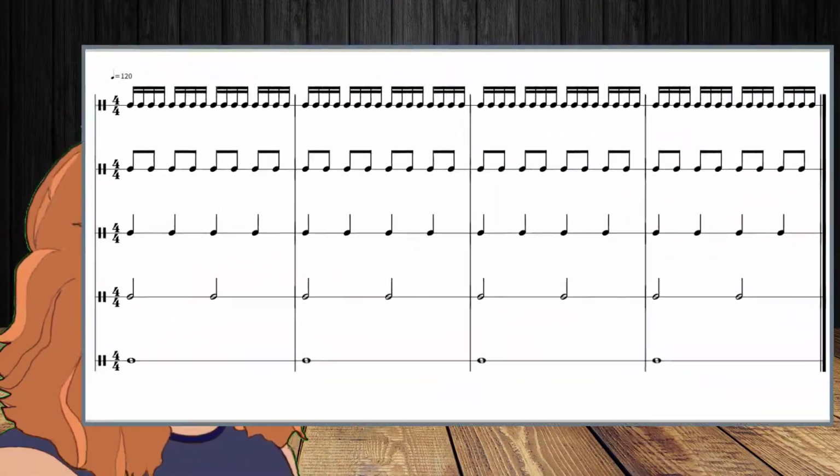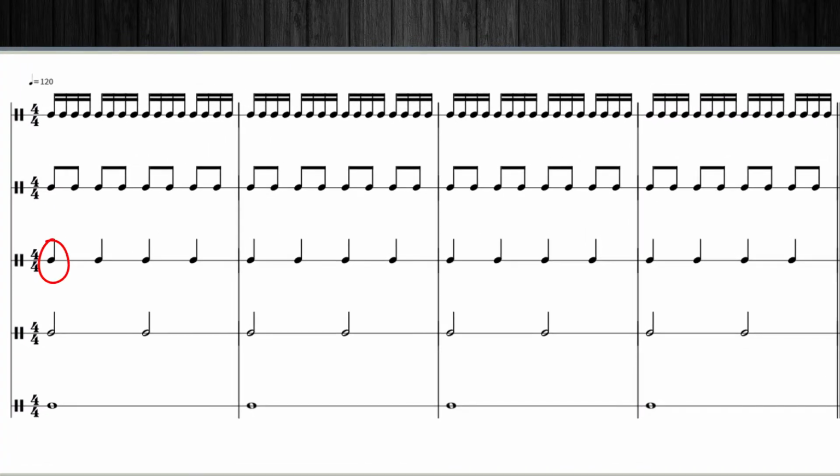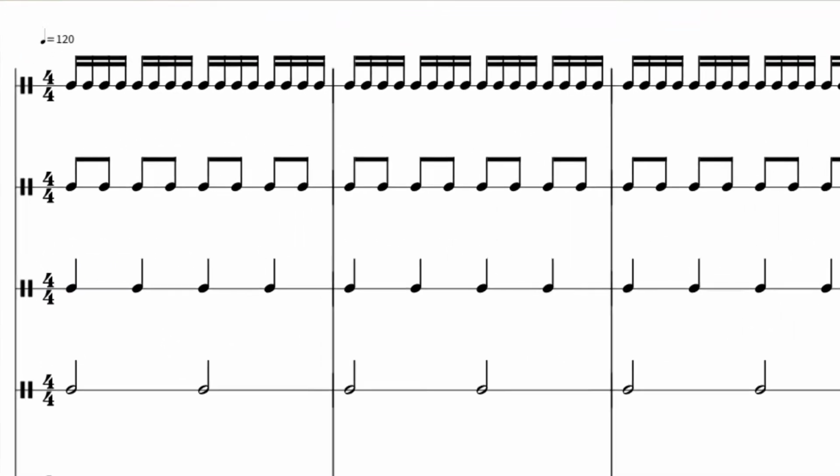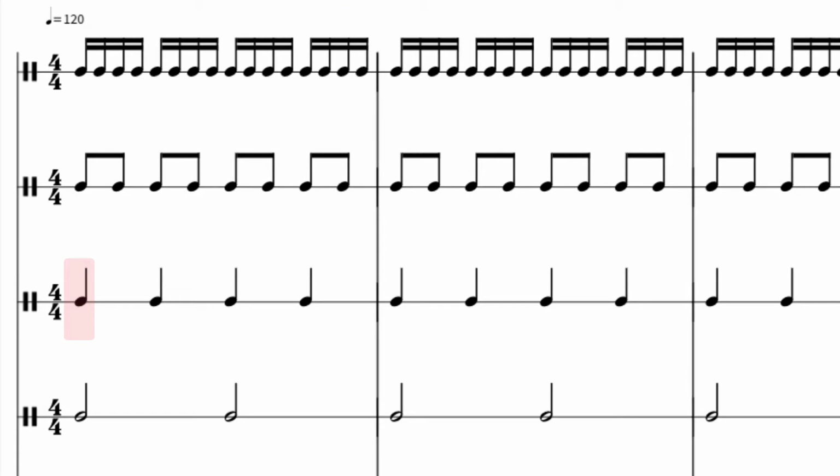In this diagram, you will see that we are in common time, also known as 4/4 time. That means that there are 4 beats in a measure and the quarter note gets the beat. Here's a quarter note. Notice how there are 4 in each measure. Let's listen to what that sounds like.